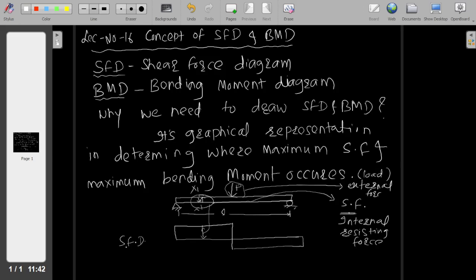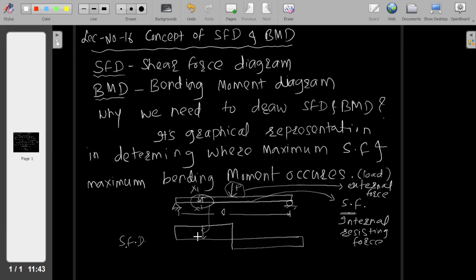Here the internal resistance force is developed because the beam has a cross section, with its dimensions and shape. If the beam is very slender, then this resistance is very small. So we have to design the shape and size, and decide the dimensions of this beam. We need to find this with the help of the SFD diagram. That is why we are studying this concept with the help of this diagram.